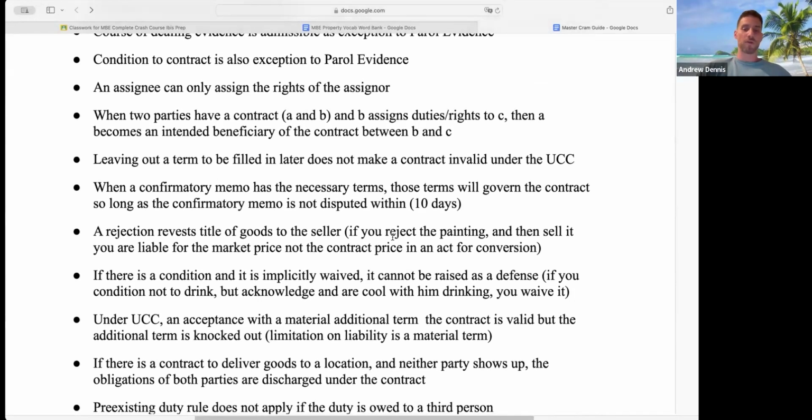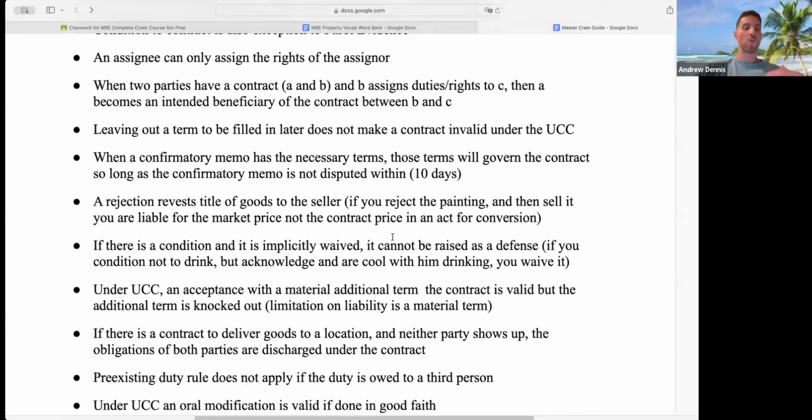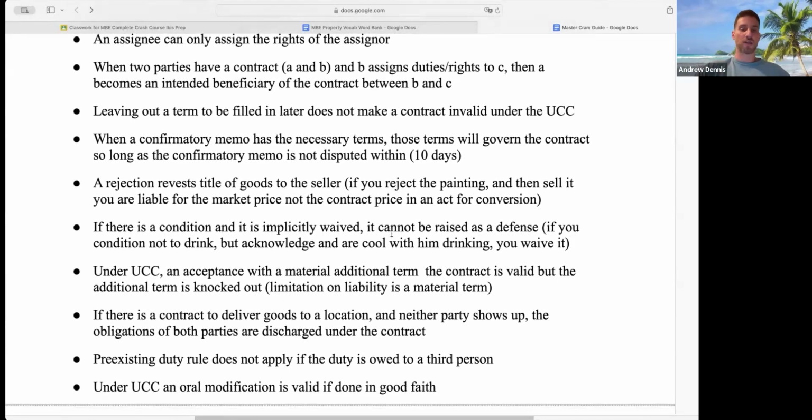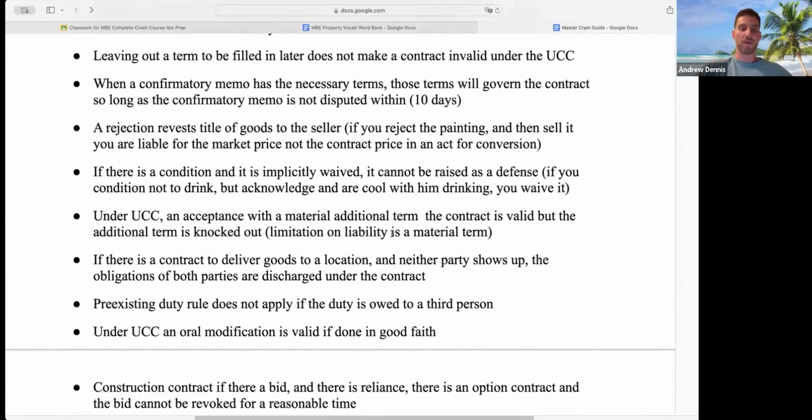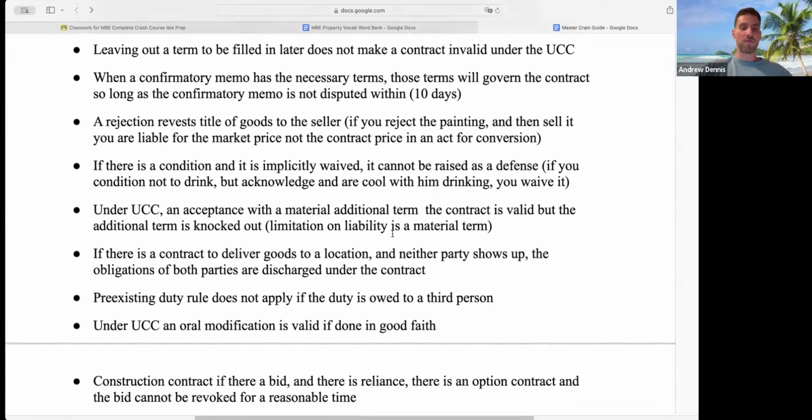Leaving out a term to be filled in later does not make a contract invalid under the UCC. When a confirmatory memo has the necessary terms, those terms will govern the contract so long as the confirmatory memo is not disputed within a reasonable time. A rejection revests title of goods to the seller. So if you reject the painting and then sell it, you are liable for the market price, not the contract price, and not for conversion.